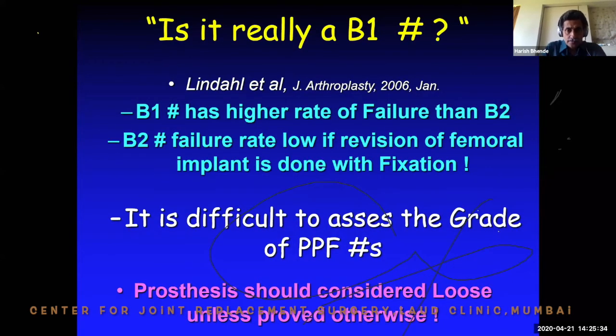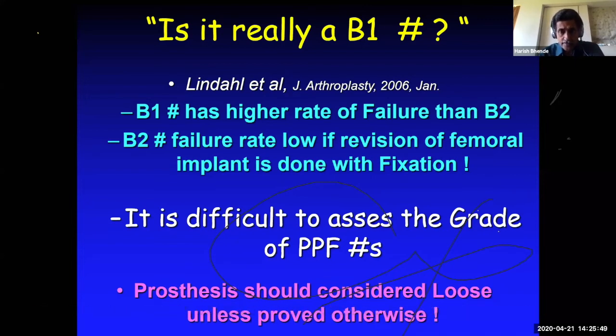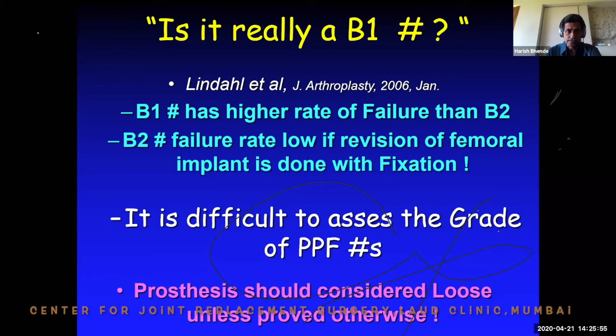As I mentioned, articles have been published when we talk about B1 fractures. Is it really a B1 fracture? Now, as Lindahl has mentioned in his article in 2006, many times it's difficult to assess the grade of periprosthetic fractures, and usually whatever you feel, the grade of a fracture can become one step beyond what you're seeing. So B1 can become B2 on table.